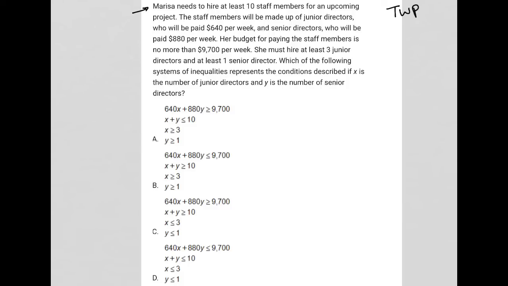It says Marissa needs to hire at least 10 staff members for an upcoming project. Okay, so we need to hire greater than or equal to 10 staff members.